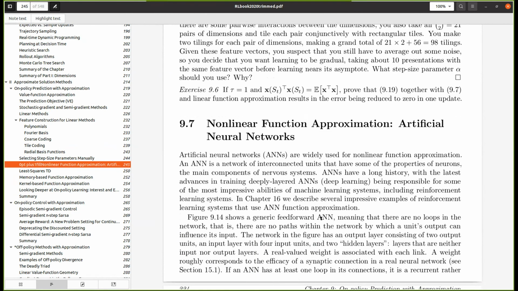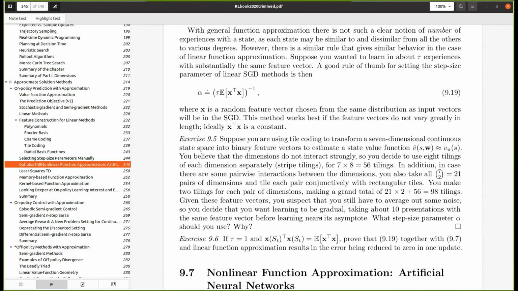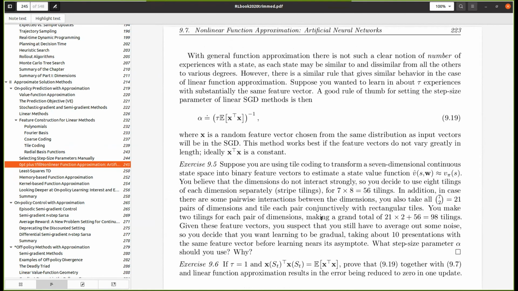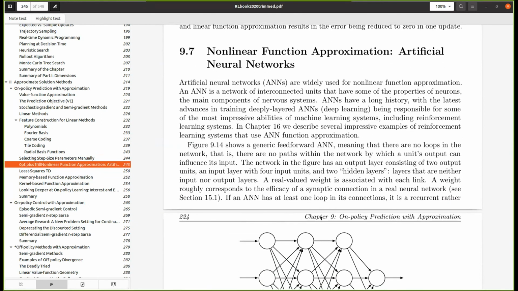So let's stop here, up until equation 9.19. We can start the next section next time.